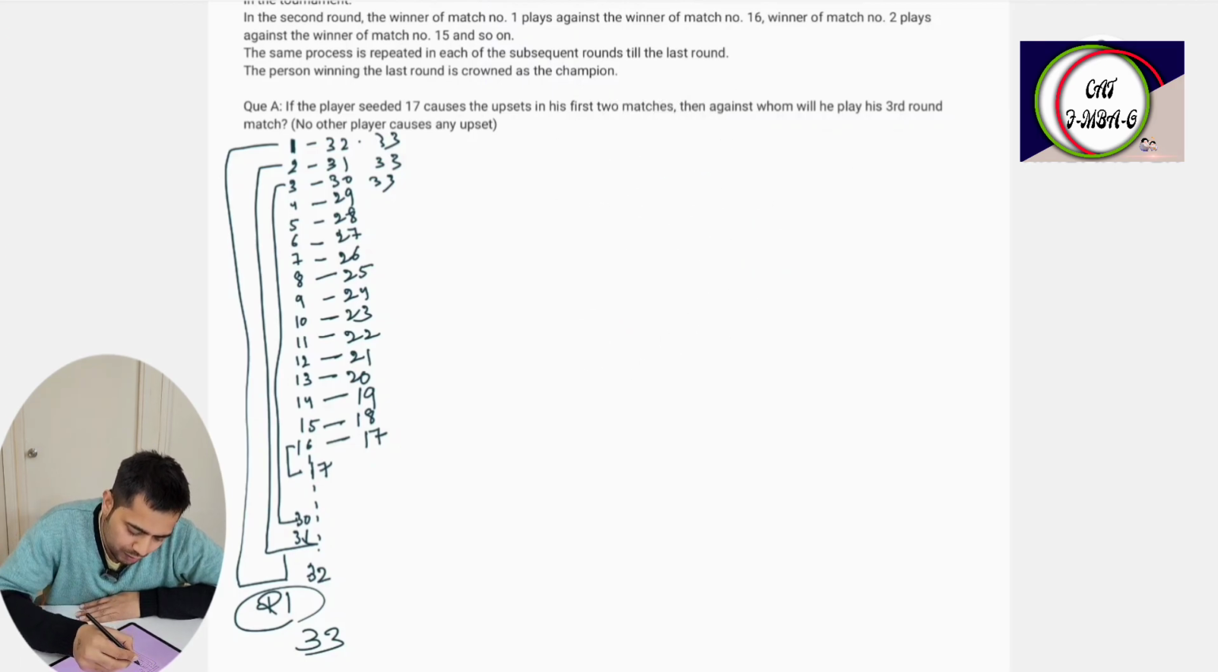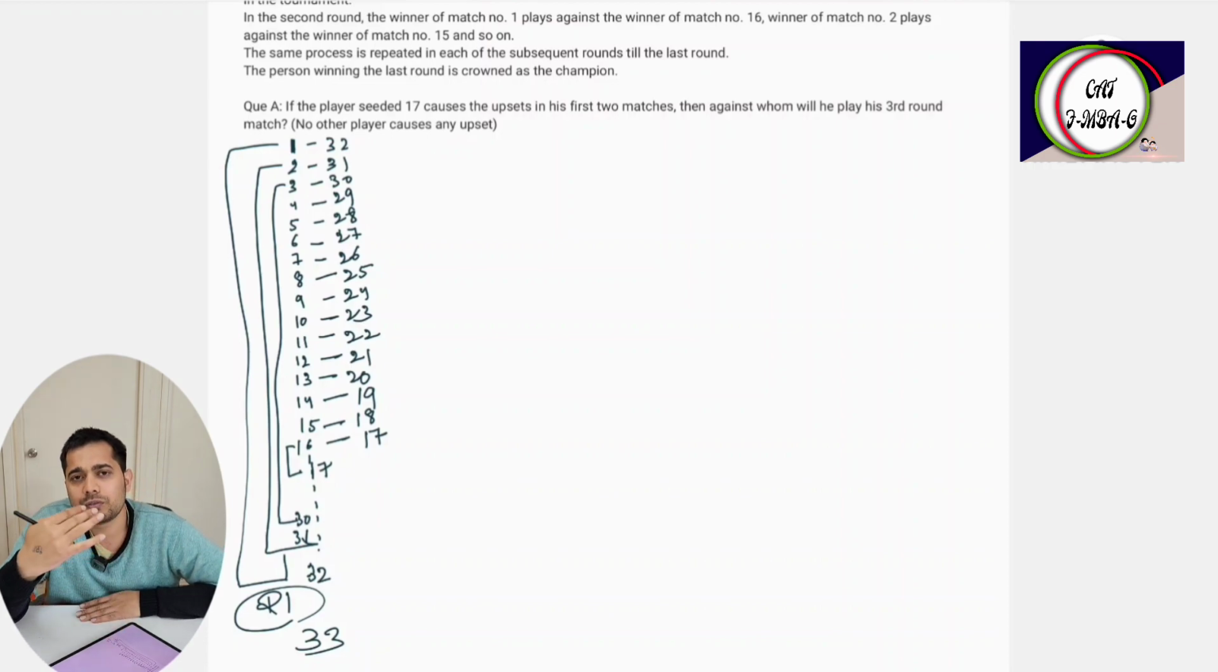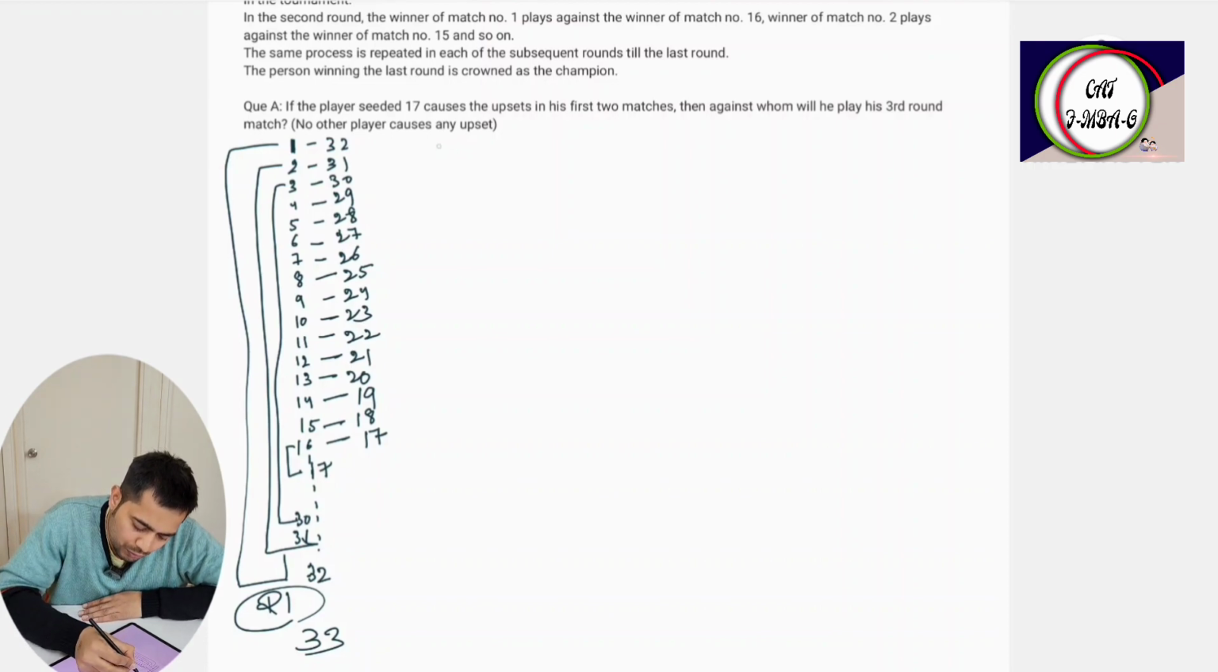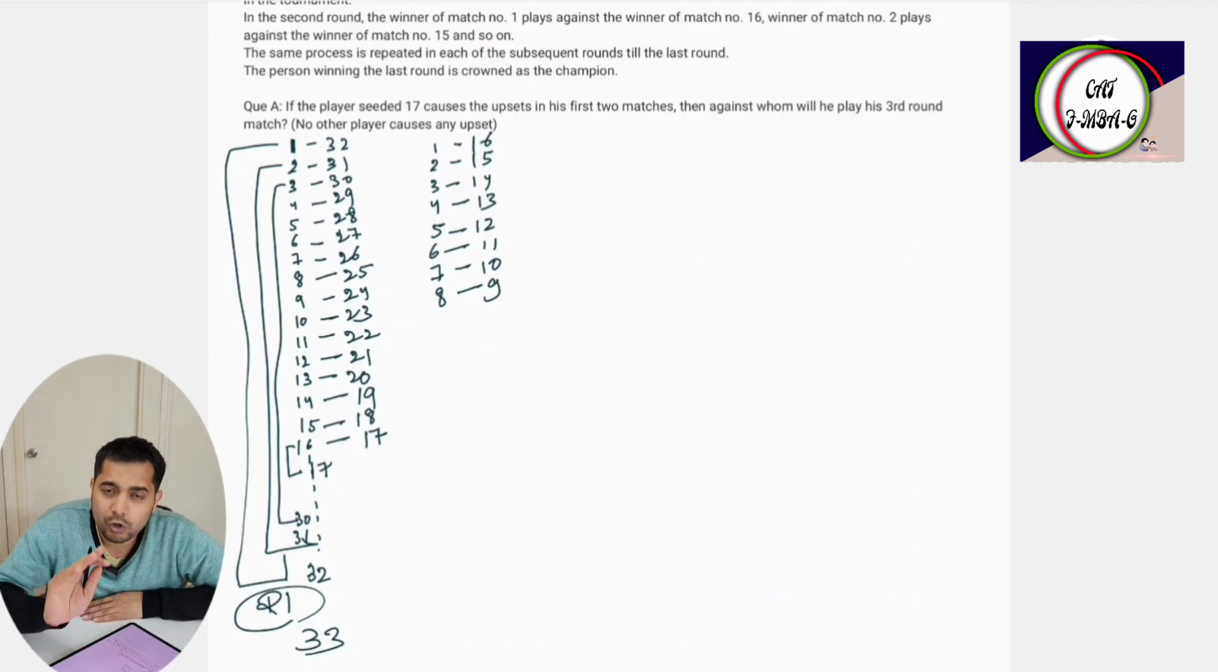So this is round 1. After round 1, let me clear things. After round 1, only 16 teams will go ahead. So 1, 2, 3, 4, 5, 6, 7, 8. And 1 will play against 16, 2 will play against 15, 14, 13, 12, 11, 10, and 8 will play against 9. The total number of teams going ahead is only 16.